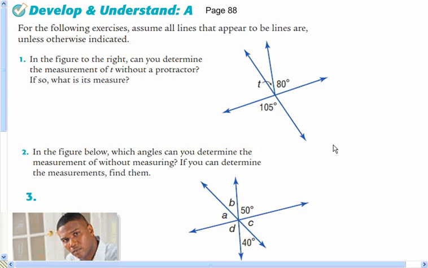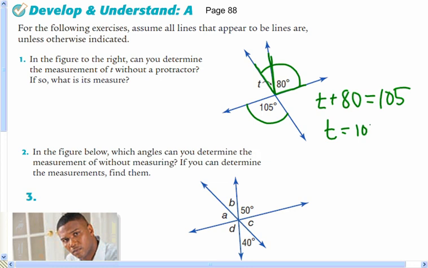If you look closely at this figure, this angle and this angle are vertical angles. And since they're vertical angles, we can determine their measure without a protractor. We know that these two angles together make up one of the parts of the vertical angle, so T plus 80 is the measure, and that's equal to the measure of the other vertical angle, which is 105. To solve that, I'll just backtrack and do 105 minus 80, and that equals 25. So T is 25.